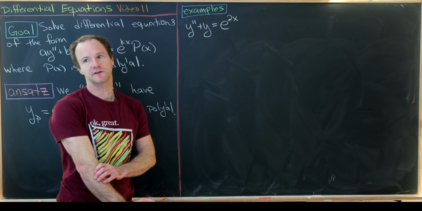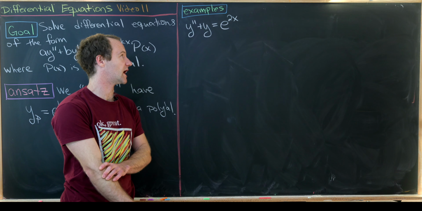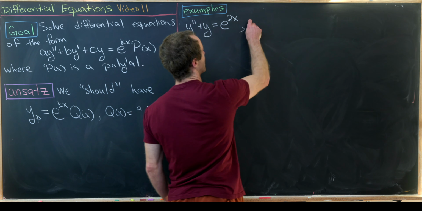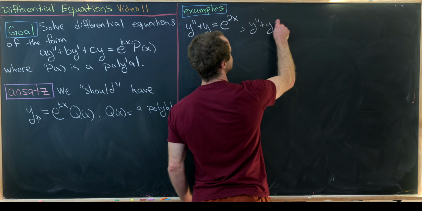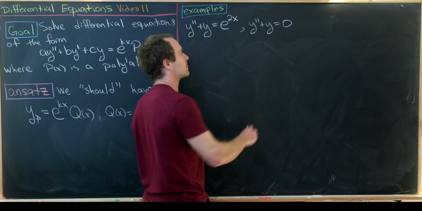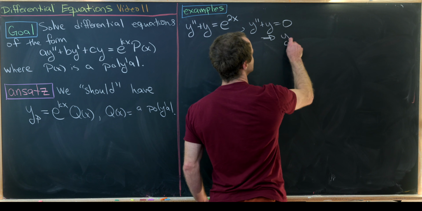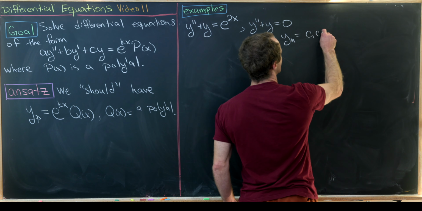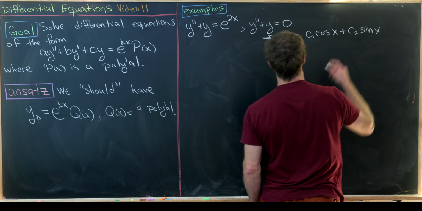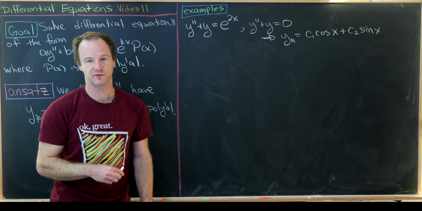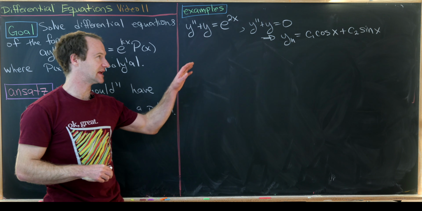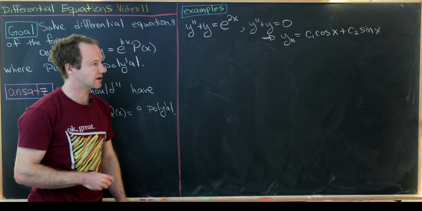For our next example, we'll look at the differential equation y double prime plus y equals e to the 2x. And so, like we did before, we need to look at the associated homogeneous differential equation. That's y double prime plus y equals 0. But we know the solution to this, which I'll call yh, is c1 cosine x plus c2 times sine x. And that's because the associated polynomial r squared plus 1 has solutions i and minus i. And again, that's built off of what we did in the previous video.